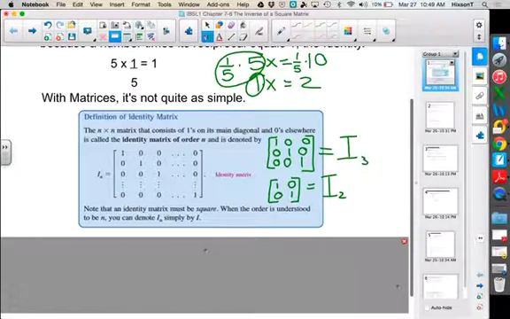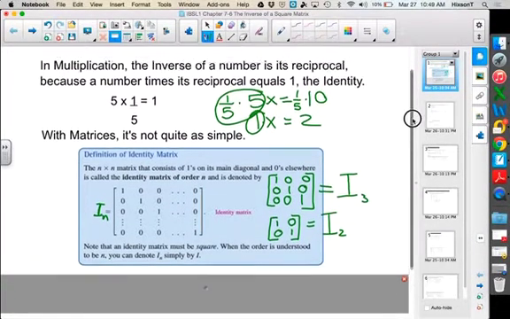Oh, that's an I on that side. I sub n. Yes, that's an I right here. Now, the reason why I start looking at the identity when we're talking about the inverse is because remember, when we use the inverse, we should end up with the identity.